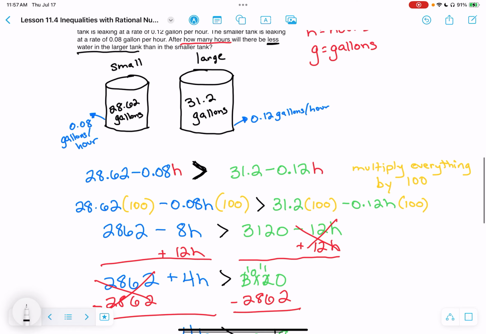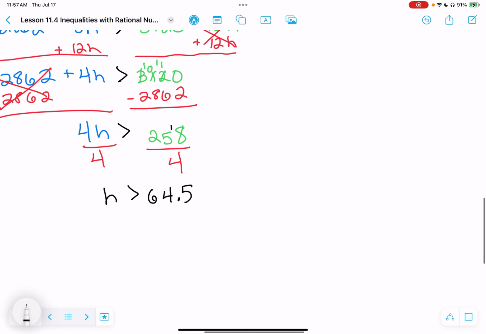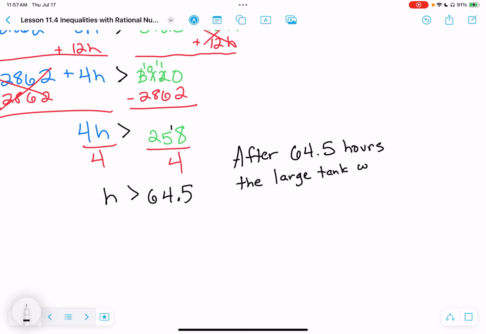So what does that mean? I forgot. What was h? Oh yeah, hours. So after 64 and a half hours, the large tank will have less water than the small tank.